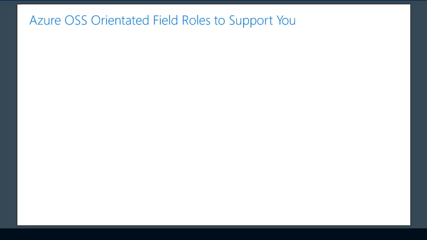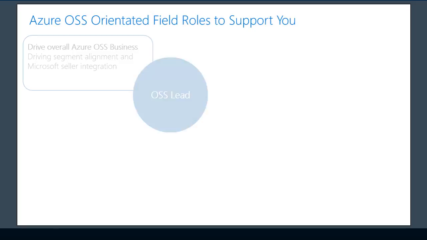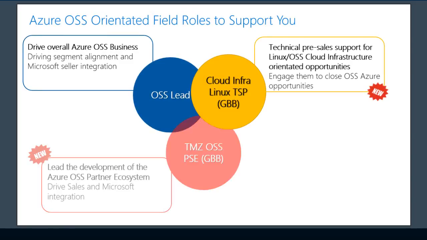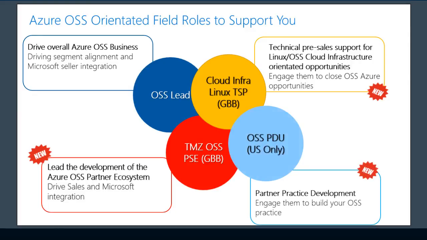So how do we go about delivering this? We have several teams that are available for you to help you build your practice and get started with open source. So if you think about it from the top point and the OSS lead, these guys are the ones that define the strategy of what we're going to be doing on open source. So when you think of that OSS lead at the top left, they're the ones that define the strategy and what that messaging is going to be.